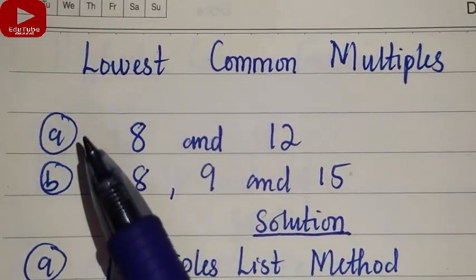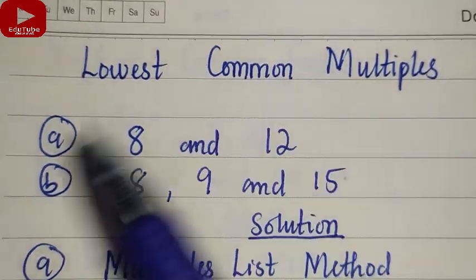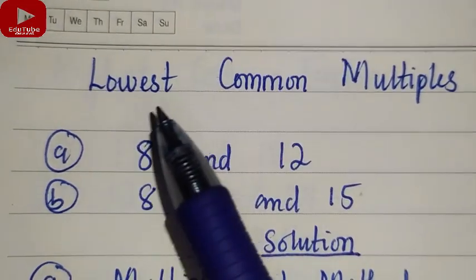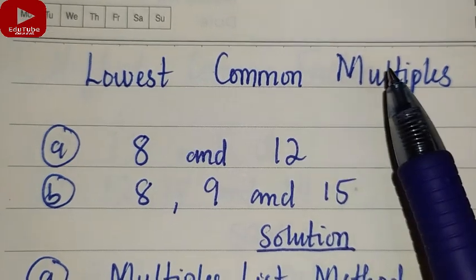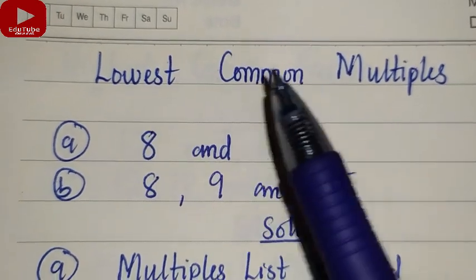In this lesson, we are going to learn how to find lowest common multiples of a set of numbers. Now, lowest common multiple, which is shortly called LCM, could also be called least common multiple.